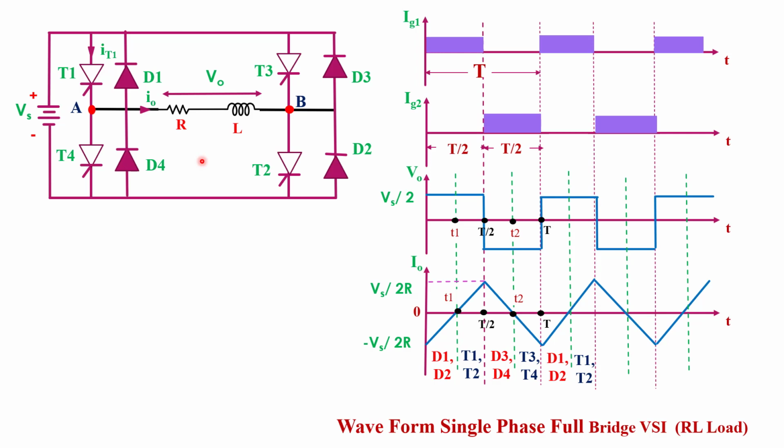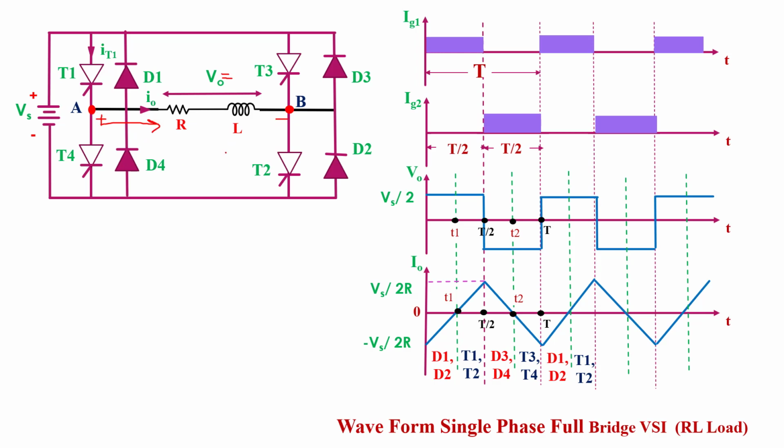Now we study the behavior of the single phase full bridge inverter circuit when we connect an RL load. The RL load is connected between 2 points A and B. We consider that when current flows from A toward B, this direction of current flow is considered positive, or the reference direction of current flow. And what about output voltage? Output voltage is also positive when terminal A is positive with respect to B.